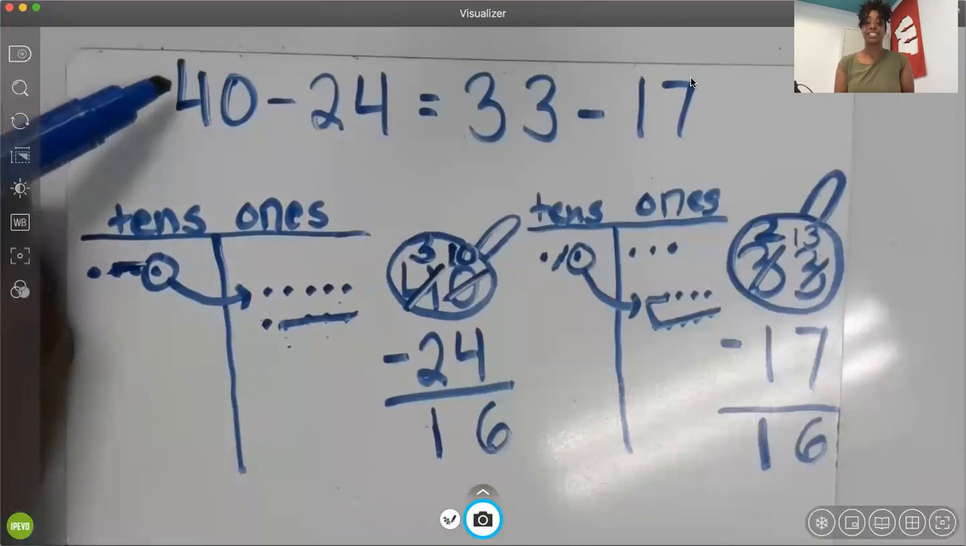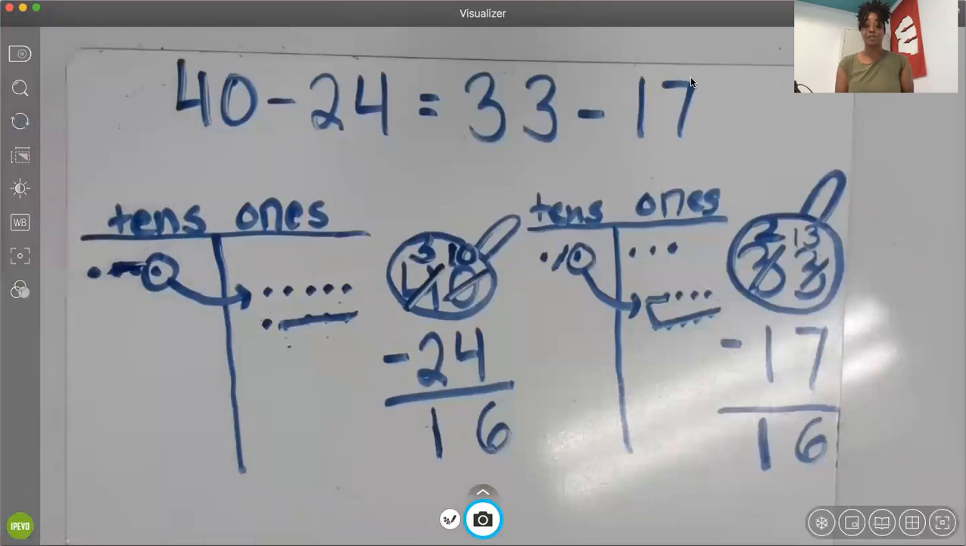Our number sentence is true. That's because 40 minus 24 equals 16, and 33 minus 17 also equals 16. Good job, everyone.